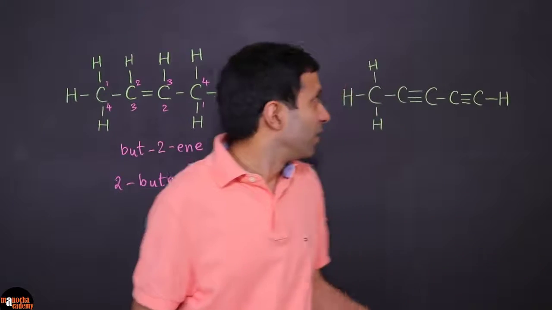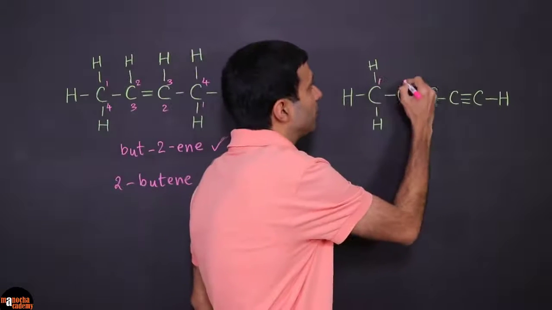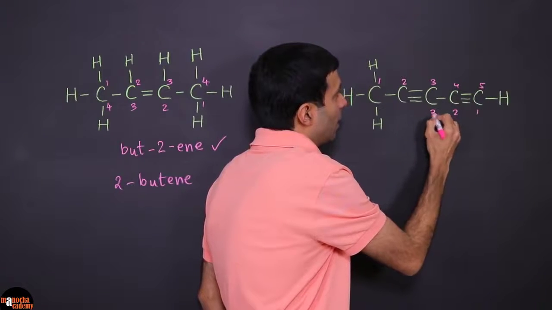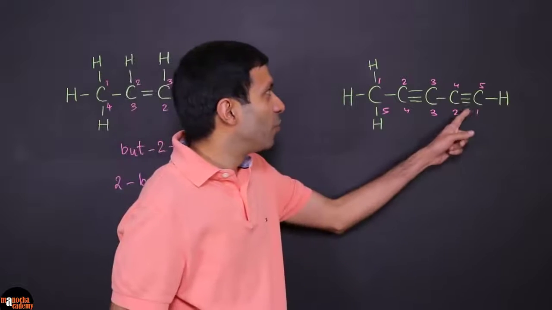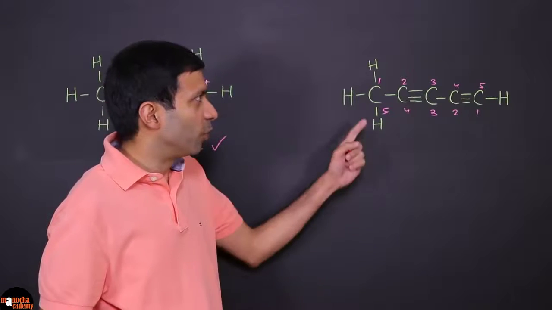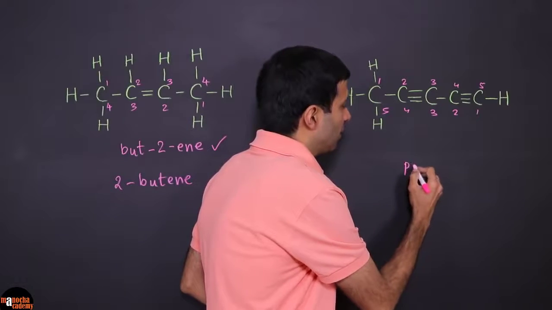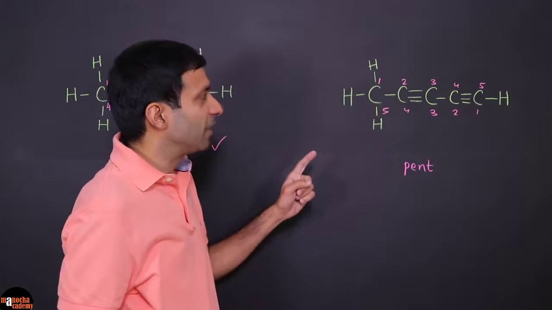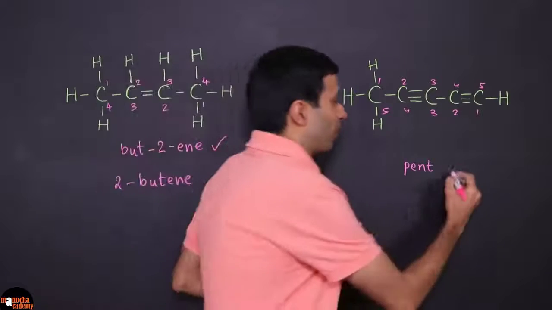Now let's try this compound. So here what do we have? We have a 5 carbon chain. And there are some interesting triple bonds here. So you can see that there are 2 triple bonds. So is this going to be a pentyne? No, because there are two bonds. So first the name's going to start with pent, because there are 5 carbon atoms here, and it's a diyne because there are 2 triple bonds.